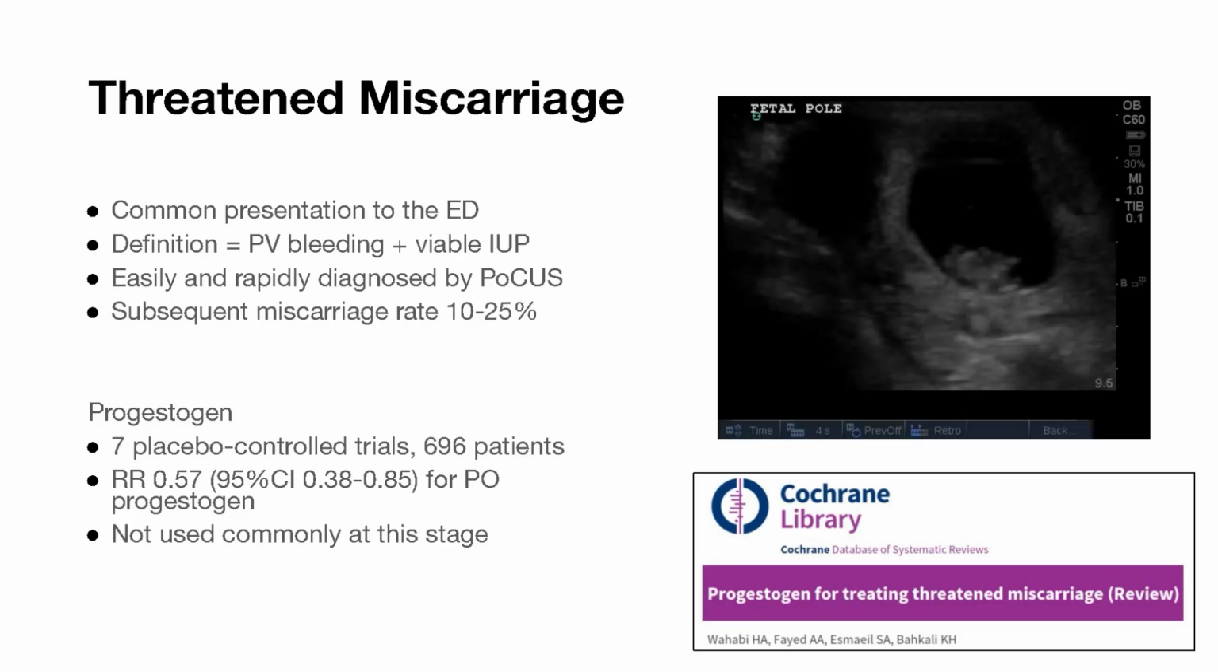There's been some research into the role of progestogen in reducing the miscarriage rate following a threatened miscarriage. There's a Cochrane review done in 2017 which did a meta-analysis on 7 placebo-controlled trials with just under 700 patients. The results were encouraging in that for oral progestogen, they found a risk ratio of 0.57 with a 95% confidence interval that stayed on the side of benefit to the intervention, which means the confidence interval didn't cross 1.0.